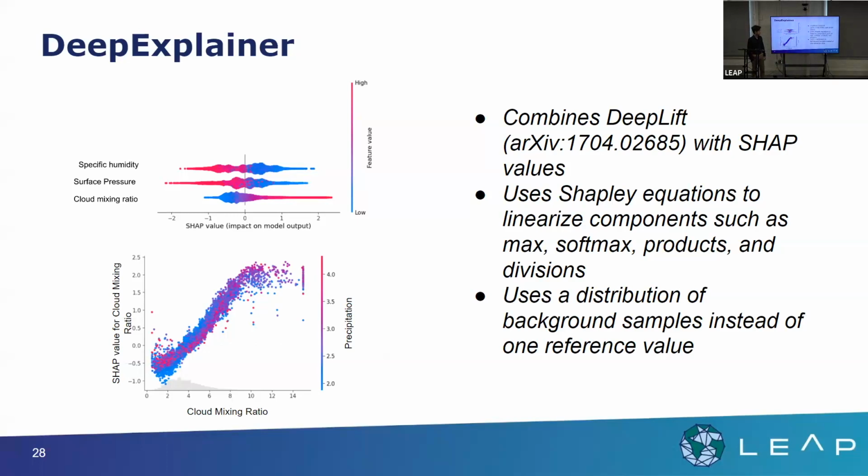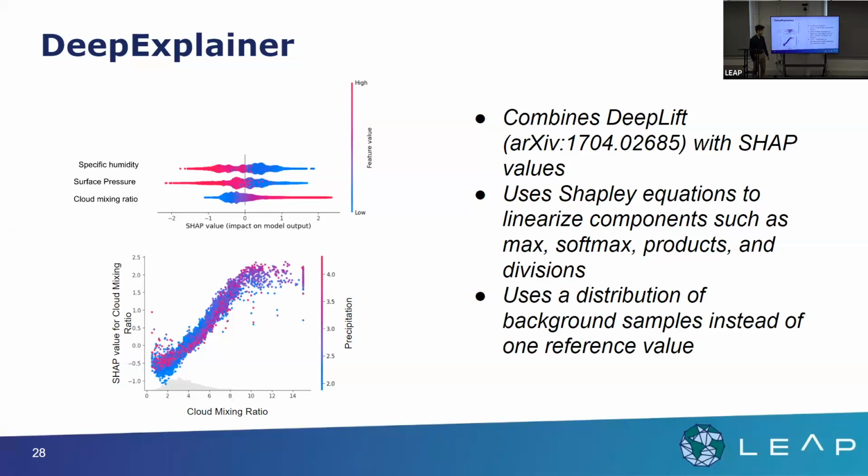What we see in the top graph is that cloud mixing ratio has a very noticeable positive impact on precipitation, while specific humidity and surface pressure seem to have a negative impact. So what we can see from this is that when we have more cloud mixing ratio, less specific humidity and less surface pressure, we get more precipitation.